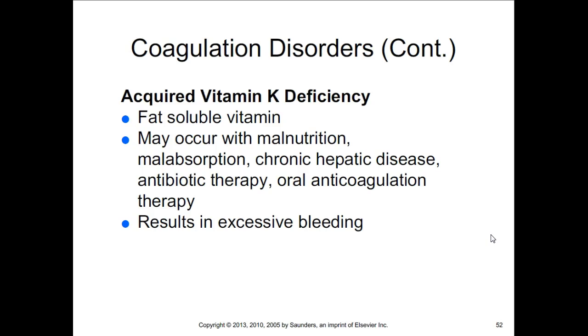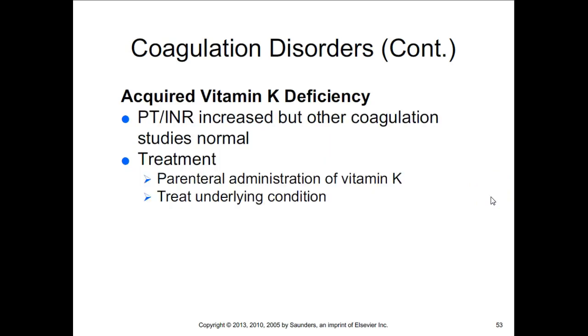So it is a fat soluble vitamin that of course can be supplemented if consumed, but if you already have problems with malnutrition and not eating, then you're not eating the vitamin K wherever it's found in the food, right? Then you might see hepatic disease or antibiotic therapy as another way of having acquired vitamin K deficiency, and maybe oral anticoagulative therapy results in excessive bleeding, right? And then you'll see the PT-INR increase, but other coagulation studies are all normal. So when you see PT-INR increase by itself, you're going to see that.